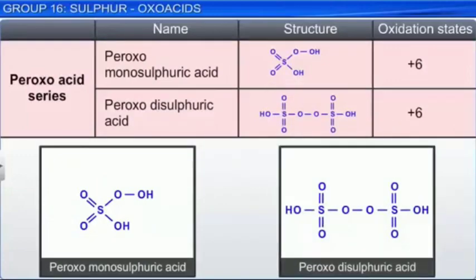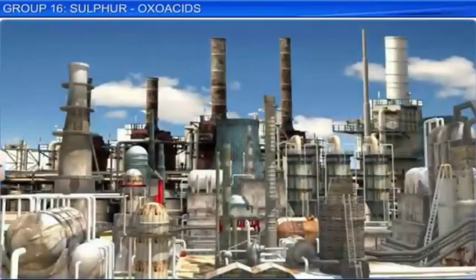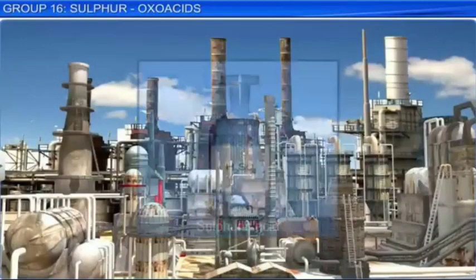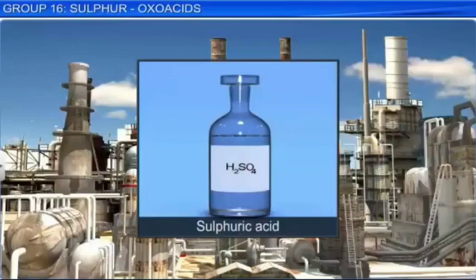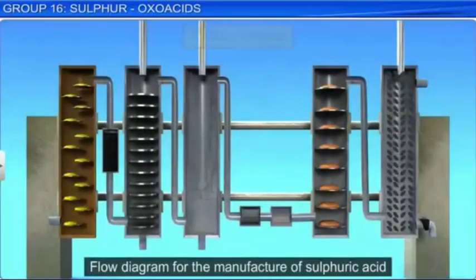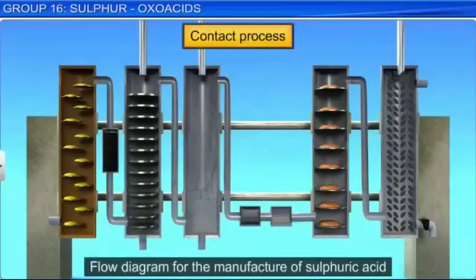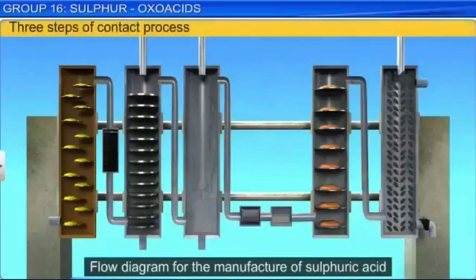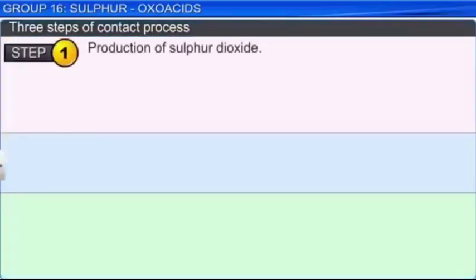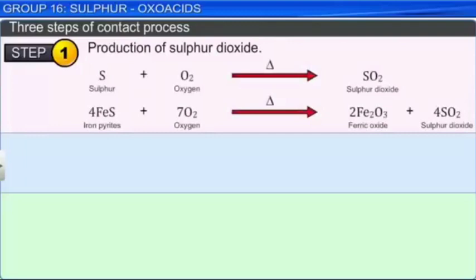Among these oxo acids, sulfuric acid is the most important acid used in the chemical industry. It is manufactured by the contact process. The contact process involves 3 steps. The first step is the production of sulfur dioxide. This can be made by burning sulfur or sulfide ores, such as iron pyrites, in excess of air.